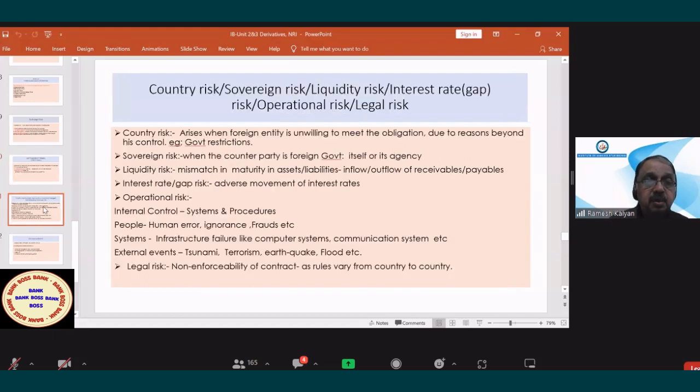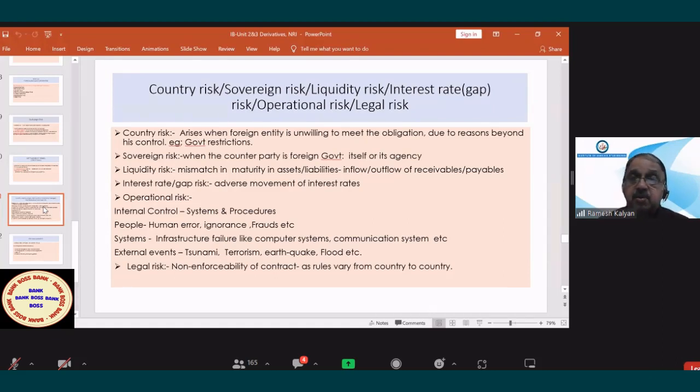Excuse me, sir, can you repeat pre-settlement risk only, sir? Pre-settlement is, suppose we have done a forward deal for 31st December. That is a value date, that is a date of transaction. Your bank has to give me euro, I have to give you dollar.